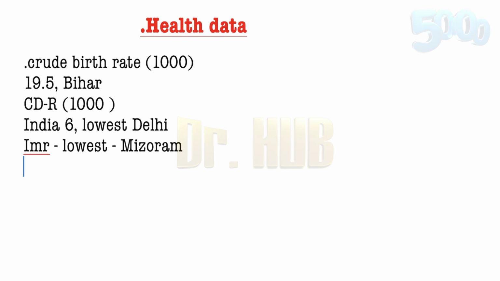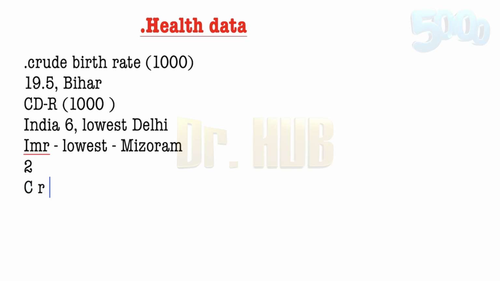Next we move on to the total fertility rate. Total fertility rate refers to the children per woman in reproductive age. This is about 2 in case of India, as per NFHS 5.